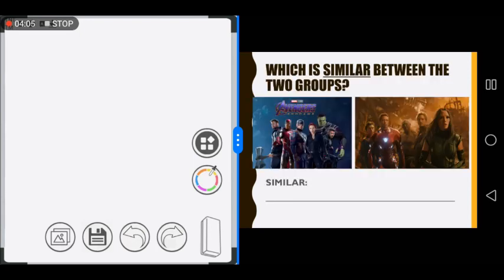For the next operation, let us have this example, which is similar between the two groups. Okay, so on the first given, we have the original 6 members of Avengers. And on the right picture, we have the members of the Avengers that are on Titan. Okay, so which is similar between the two groups, the similar element is Iron Man.